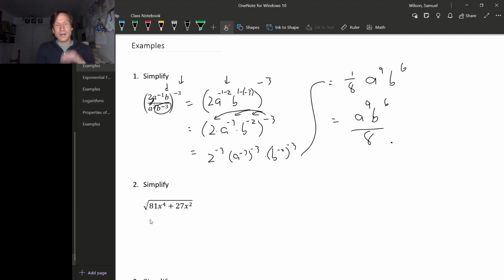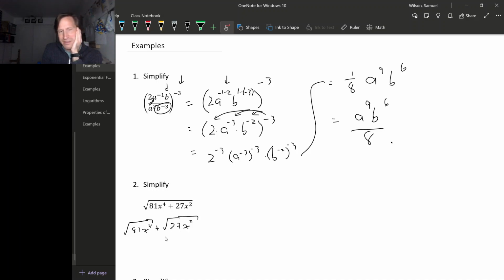All right. Second example, let's simplify this. So here is where this common algebra mistake shows up. It's a very common mistake to say, well, this is the square root of 81x to the 4th plus square root of 27x squared.